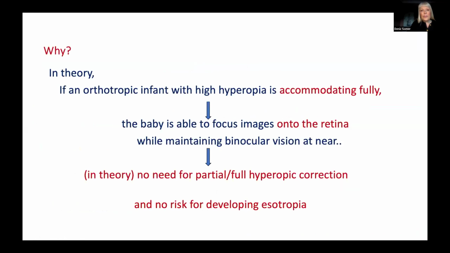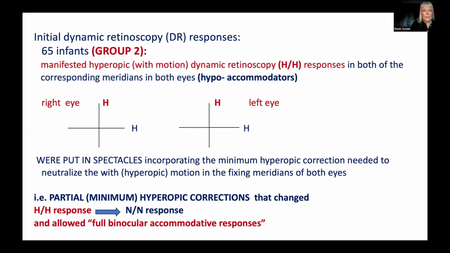Why? Because in theory, if an orthotropic infant with high hyperopia is accommodating fully, the baby is able to focus images onto the retina while maintaining binocular vision at near. So in theory, there is no need for partial or full hyperopic correction and no risk for developing esotropia. The remaining 65 infants constituted group 2. They manifested hyperopic with-motion dynamic retinoscopy responses in both of the corresponding meridians in both eyes, so they were hypoaccommodators. These infants were put in spectacles, incorporating the minimum hyperopic correction needed to neutralize the with-motion in the fixing meridians of the 2 eyes, that is, to change the HH response to NN response, neutral response.